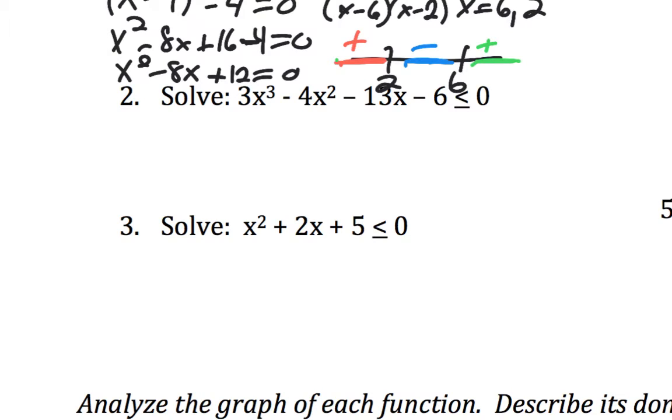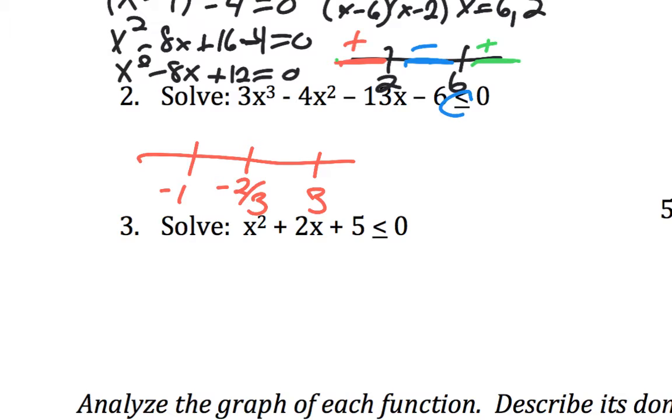Number 2. Well, this one, instead of trying to factor all that, you know what I did? I graphed it, and I saw where it crossed the x-axis. Because I could factor, I could do that. And it crossed at -1, -2/3, and then also at 3.